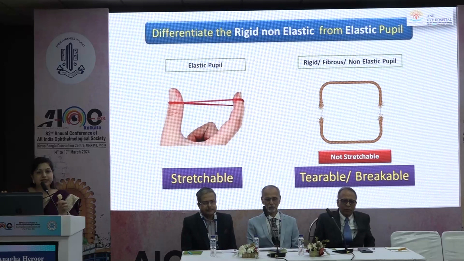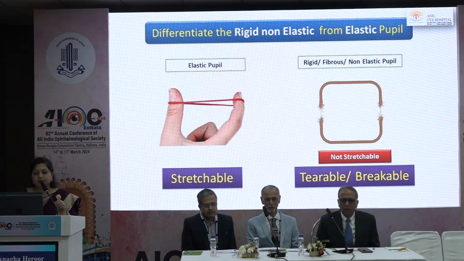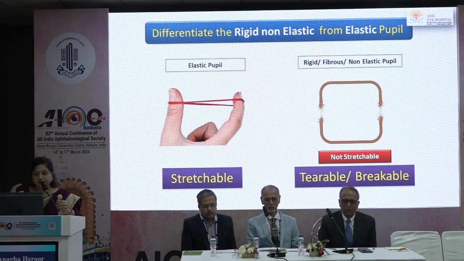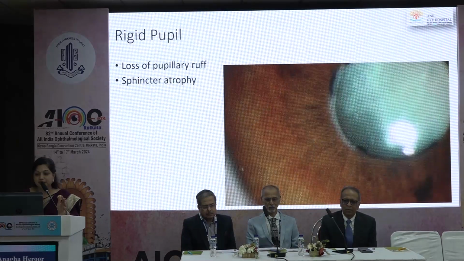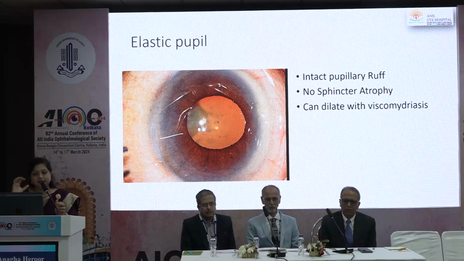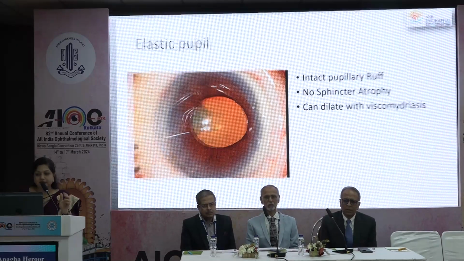Even before we start, we need to differentiate between the rigid non-elastic pupil and the elastic pupil. The elastic pupil is stretchable. For example, if you just push in viscoelastic, you can see how the pupil expands under it. But the rigid ones will not expand. So you need to differentiate between the two. In a rigid pupil, you would have on slit lamp a loss of the pupillary ruff and areas of sphincter atrophy, whereas in the elastic pupil, you will have an intact pupillary ruff and no sphincter atrophy.